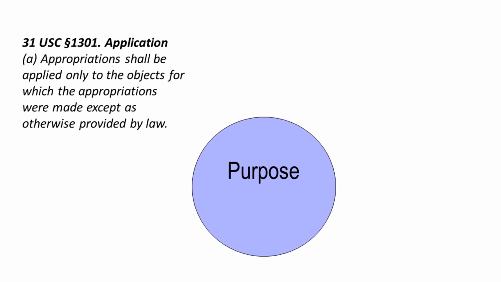We know a valid obligation must meet the basic principles of appropriations law. It must be for a purpose established in law. The purpose statute, which is also codified in Title 31, specifically at Section 1301, tells us that we can only apply appropriations to those objects for which the appropriations were made. In other words, we can only spend the funds for the purposes Congress identified when they appropriated the funds.